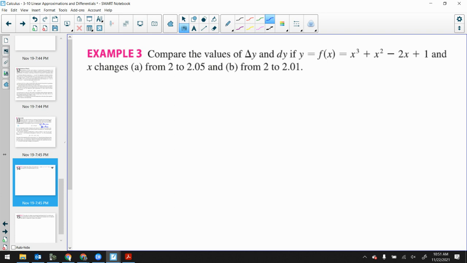Compare the values of delta y and dy. If y is equal to f of x is equal to x to the third plus x squared minus 2x plus 1, and x changes, we're going to set up two different scenarios. The first scenario being going from 2 to 2.05, and the next scenario being 2 to 2.01. Okay, so let's start off here with A.